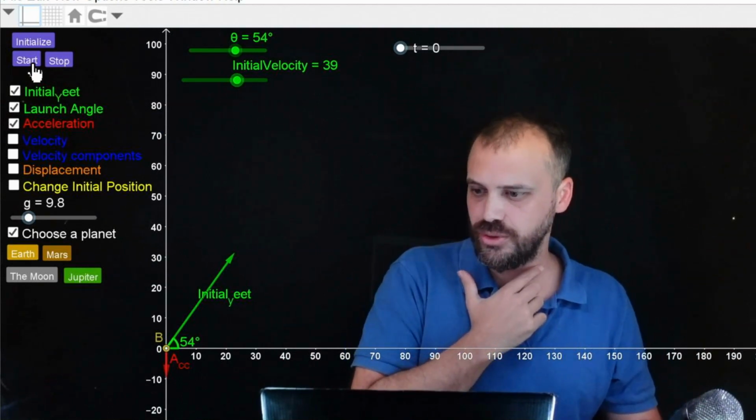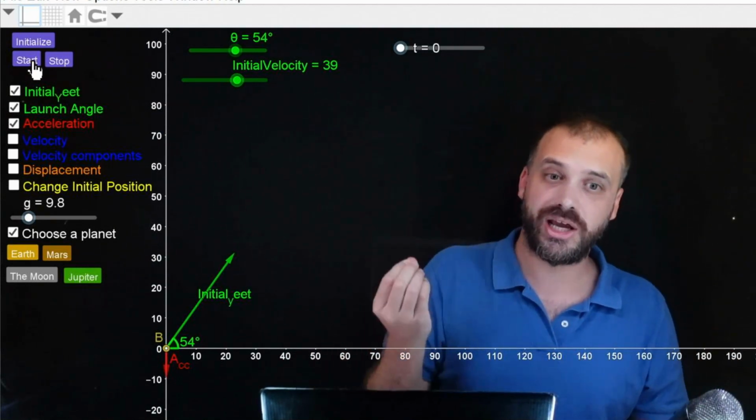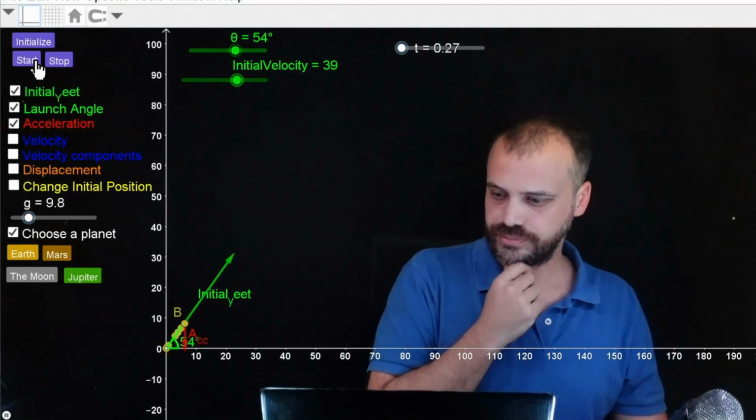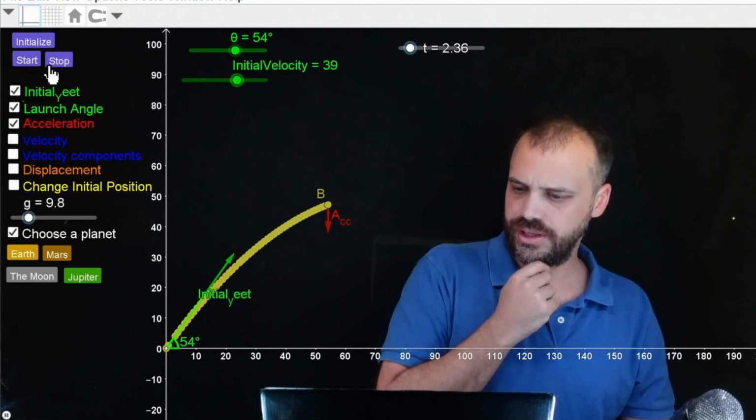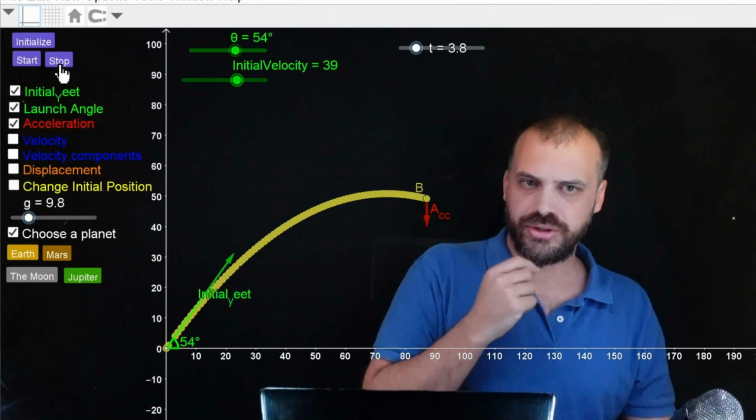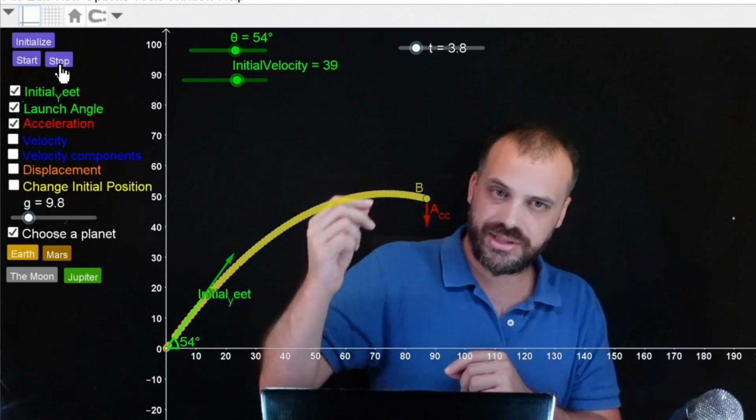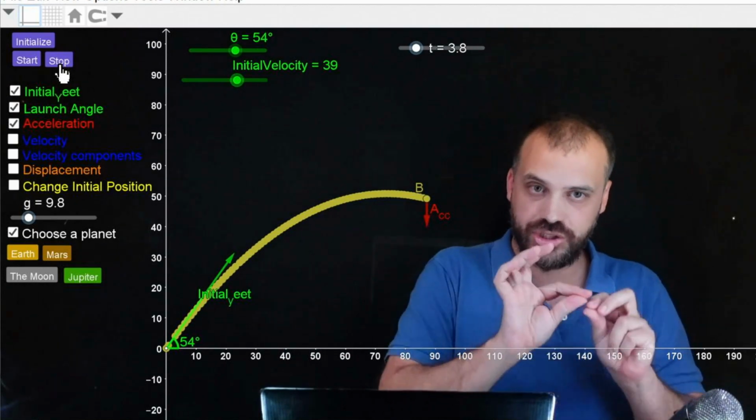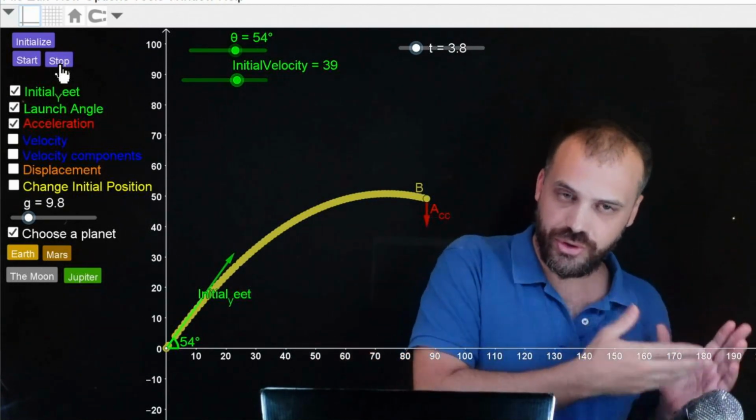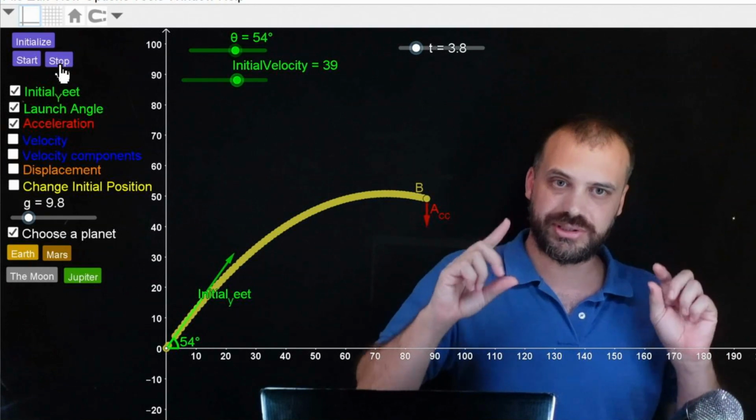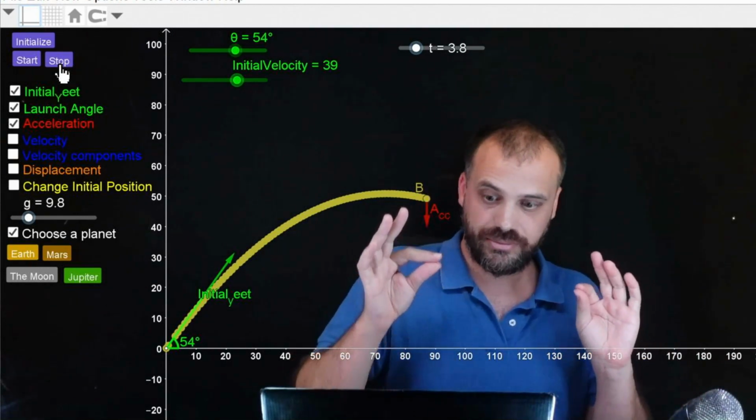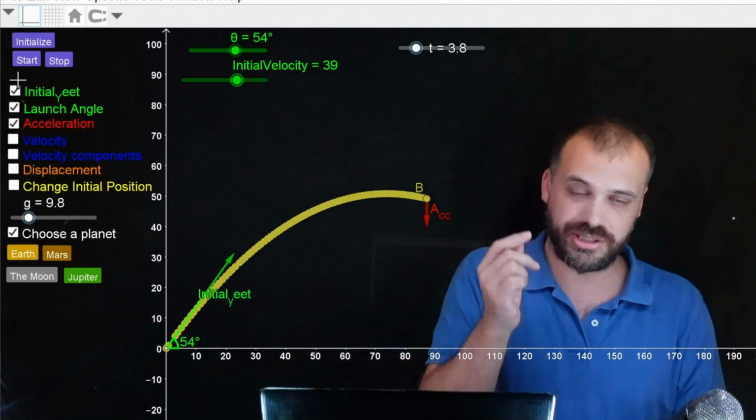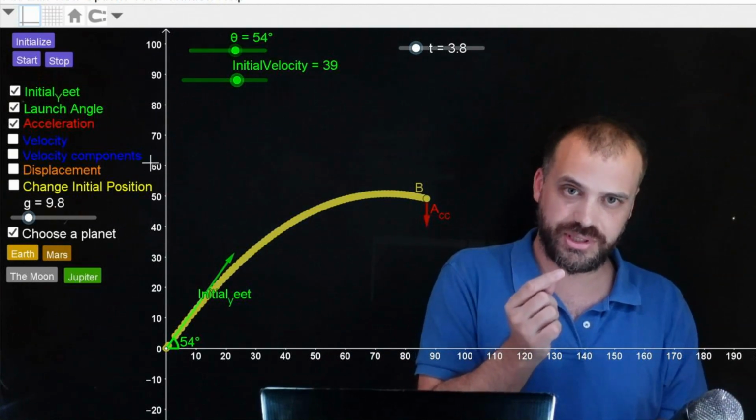Let's see what that looks like when we launch it. How will that change when we launch it? Okay. So, you can see that the acceleration as we launch this thing does not change ever. That makes sense. We're on Earth. Launching our projectile doesn't change gravity. Gravity is a constant. It's 9.8 meters per second per second.